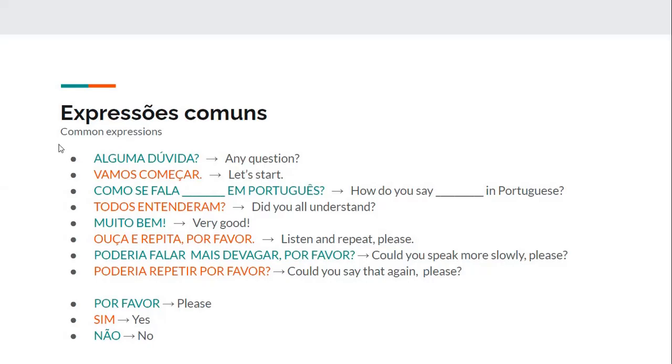Alright, so let's go. Here we have some common expressions and they are pretty useful even outside a lesson. So if you're in a conversation talking in Portuguese, then you could use this, for instance, and that's the usage of it.